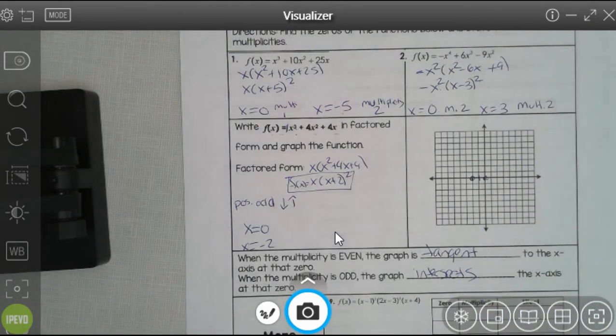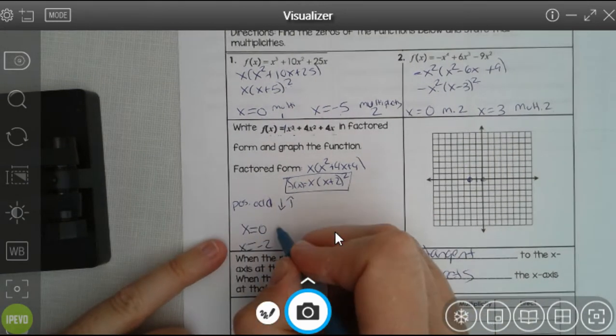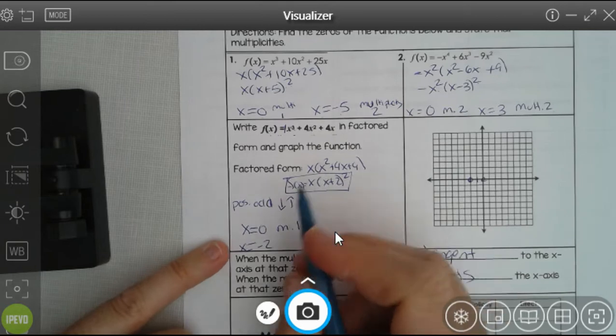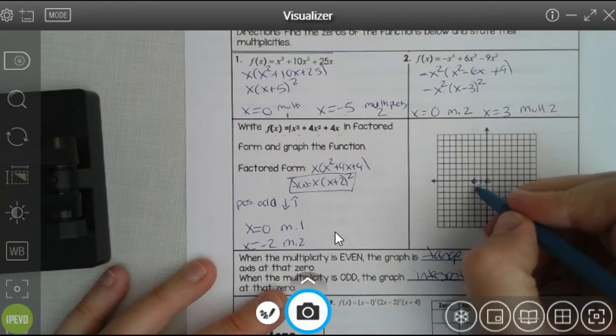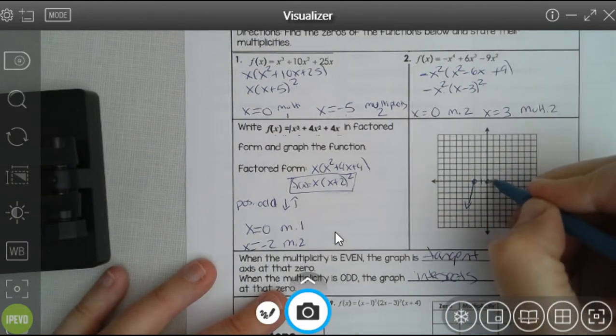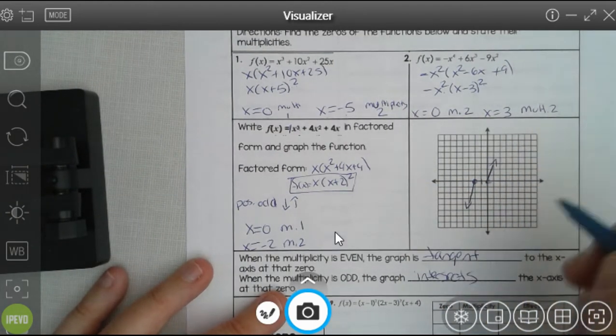My multiplicity: this one only happens one time, so I'm going to put multiplicity of 1 because there's one of them. This is a multiplicity of 2. Multiplicity of 2 means that it's going to hit twice, or it's going to be a bounce on it, is how I taught you guys last year. So let's do end behavior first. This one points down. This one points up. So points down and up.